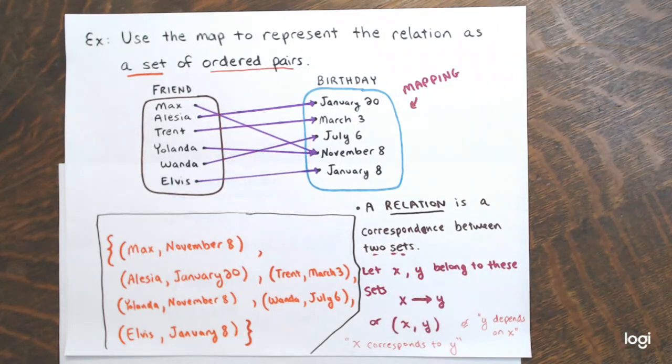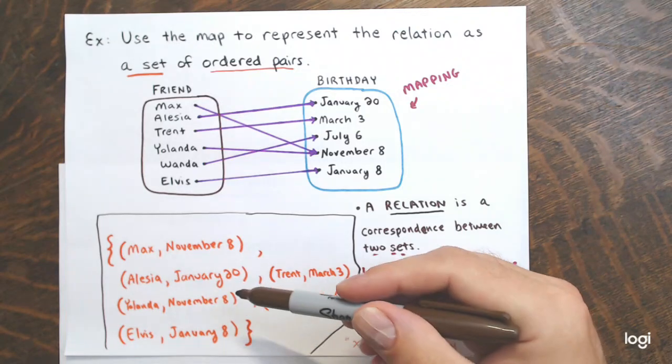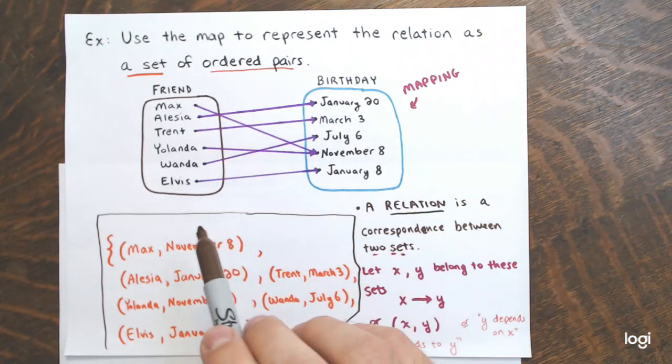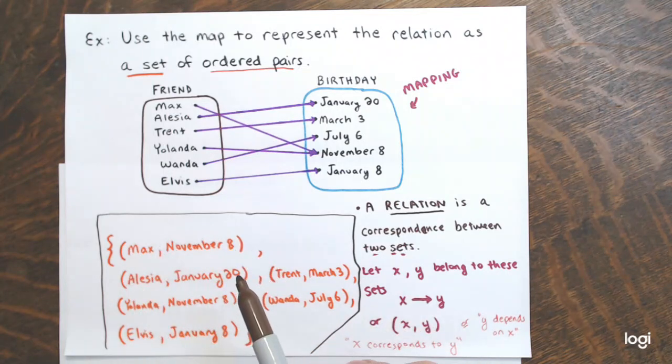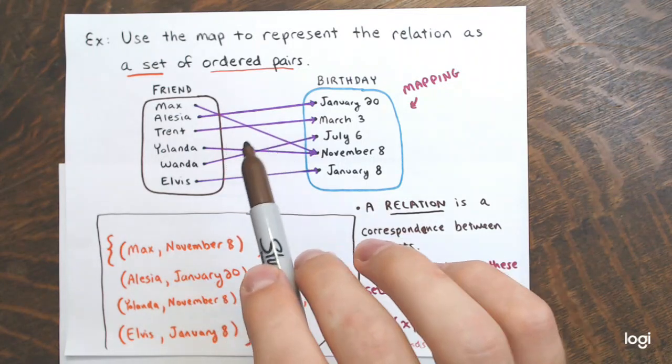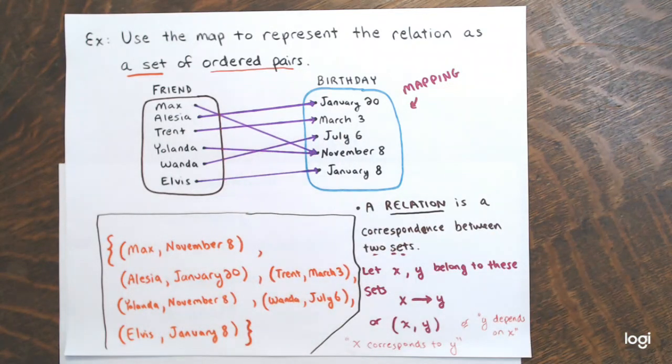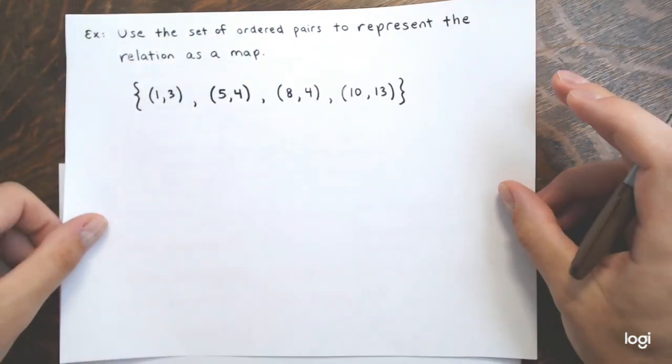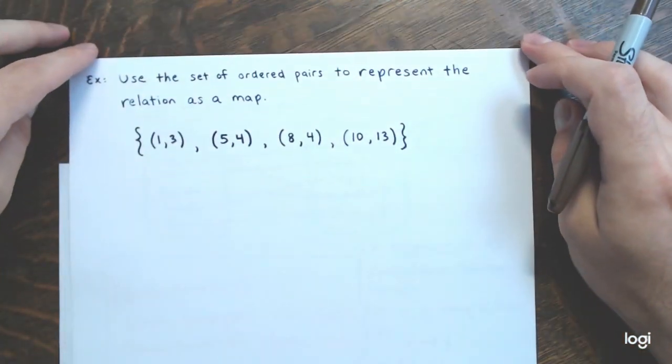Great. And then the only other example I have for you, pretty simple again, is just going the other way around. If I was given a relationship between two sets as a set of ordered pairs, represented this way, could I draw a little mapping? And I think it's pretty easy. Now here I have just sets of numbers this time.